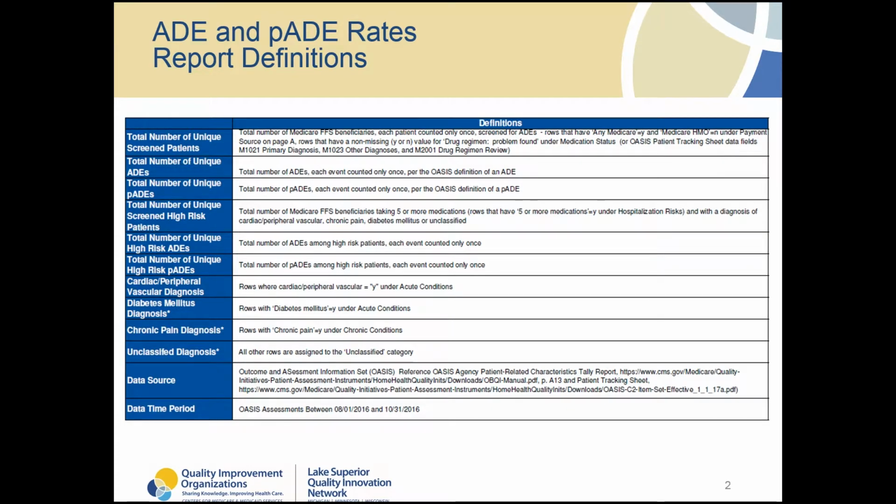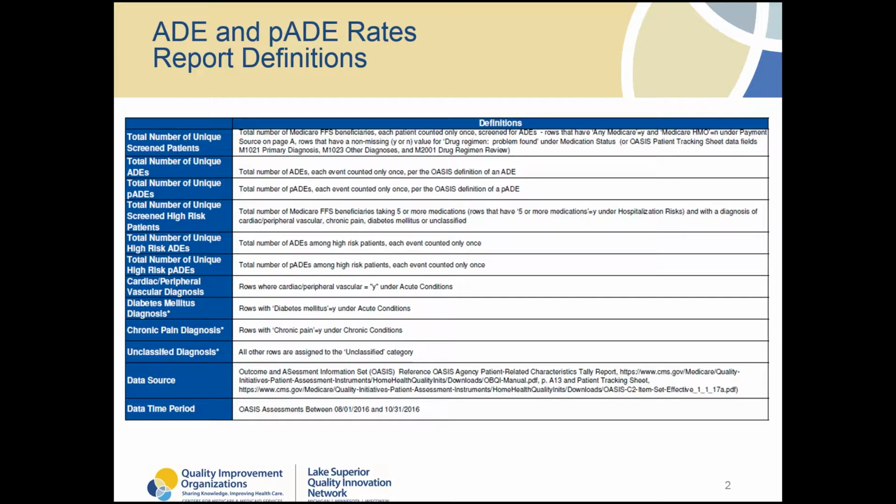We'll start with the Adverse Drug Event and Potential Adverse Drug Event Rates Report. Let's start with the definitions on page 1. I'll refer to the adverse drug events as ADEs and the potential adverse drug events as pADEs. The total number of unique screened patients. This is the total number of Medicare fee-for-service beneficiaries screened for adverse drug events. Each person is only counted once.